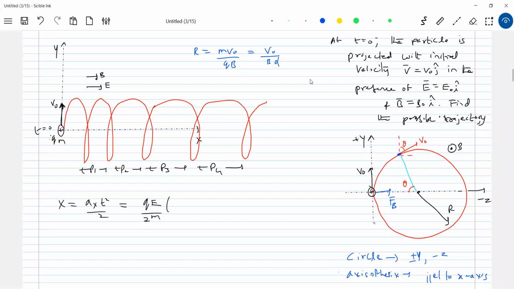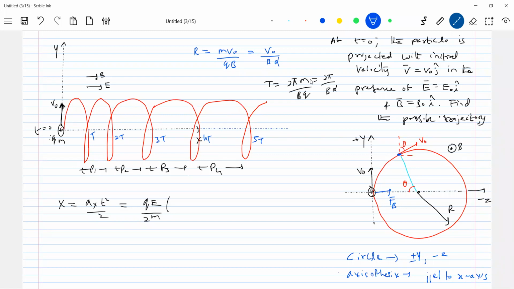So what is the time taken? Time period of revolution, it is the same thing. How much is it? 2 pi m by bq, or 2 pi by b alpha. So after one time period, the particle will be here. At t, it will be here. At 2t, it will be here. At 3t, at 4t, at 5t, it will be here. After every one revolution, what will happen to the particle? The particle will come and touch the x-axis.